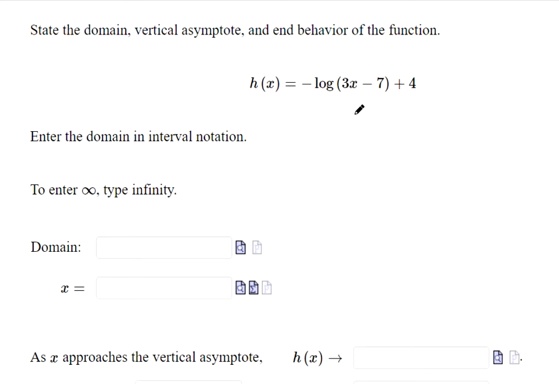So a quick thing you can do with logarithms, when you're trying to find the domain, is say the domain is when the argument of the logarithm is greater than 0. Okay, so if you solve this inequality, you get x is greater than 7/3. And so that's our domain. In interval notation, we put a parenthesis, 7/3, comma, infinity, because it can be as large as you want inside the logarithm, as long as we don't have a 0 or a negative number.